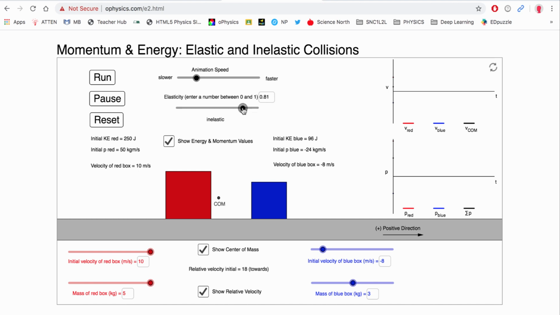So first thing I'm going to do is take this slider and move it all the way over to make this a perfectly elastic collision. This is box 1, all the data is on the left-hand side. Here is box 2, all the data is on the right side.